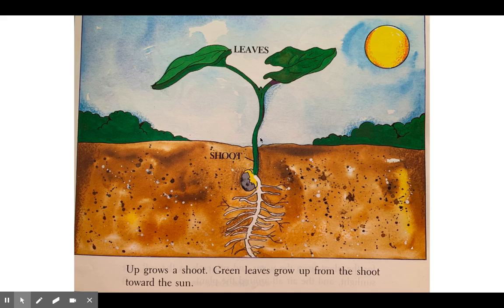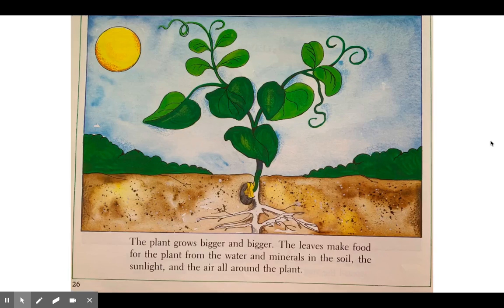Up grows a shoot. Green leaves grow up from the shoot towards the sun. Remember, the sun helps give food to the seeds, to the plants. The plant grows bigger and bigger. The leaves make food for the plant from the water and minerals in the soil, the sunlight and the air all around the plant. Wow, look how fast that plant is growing.